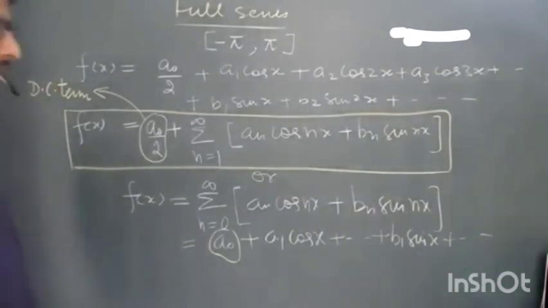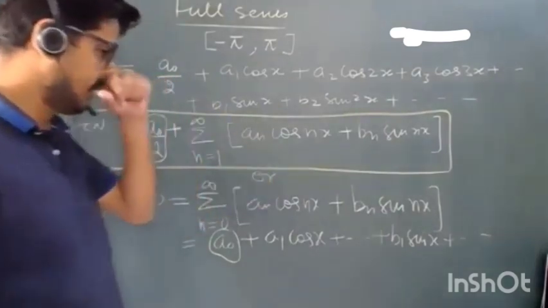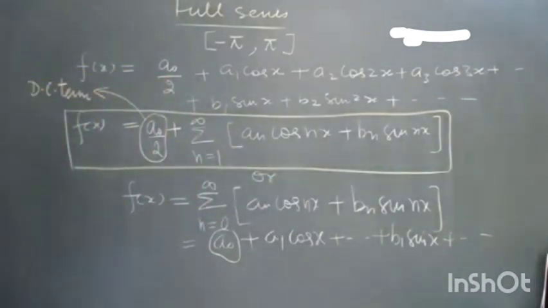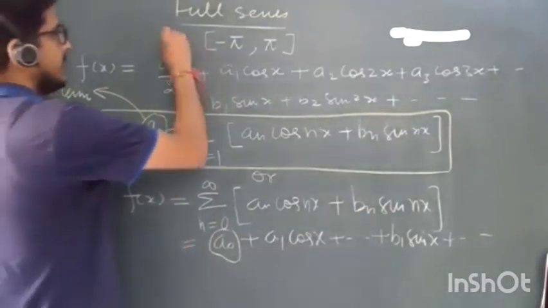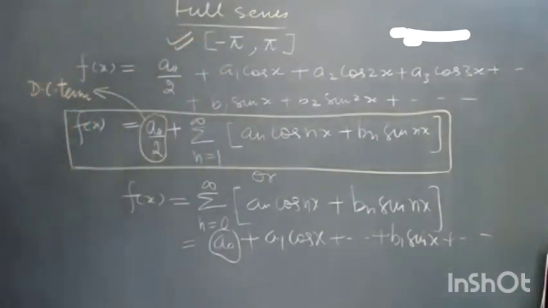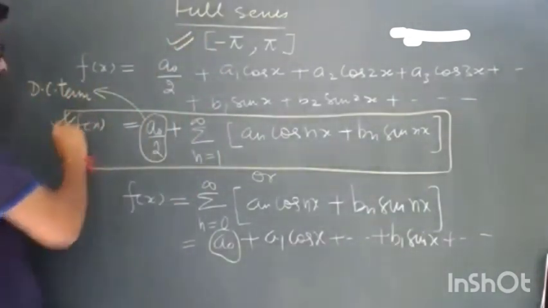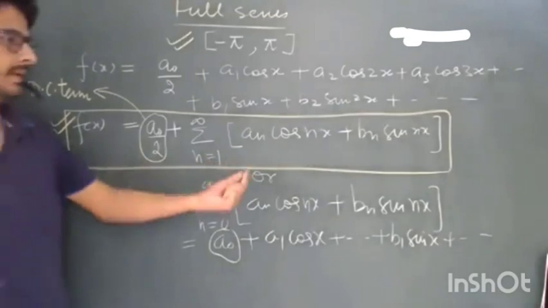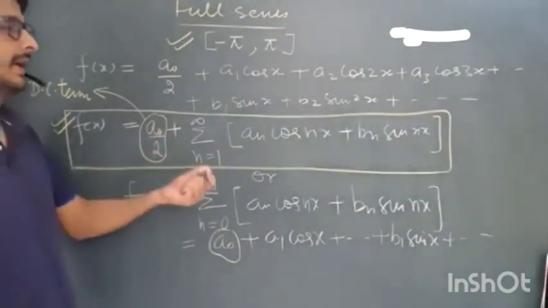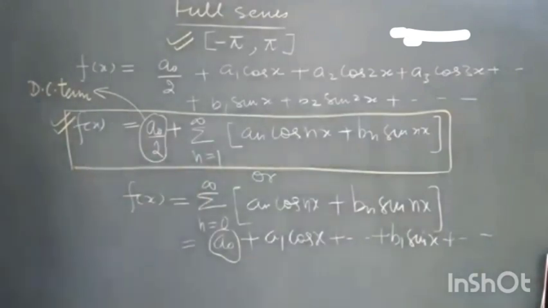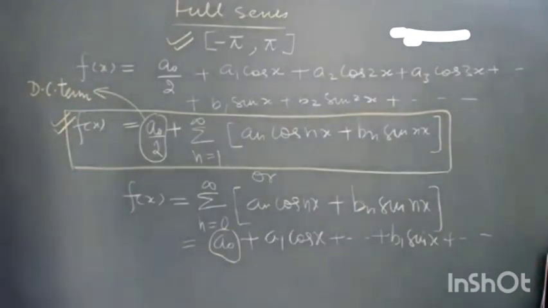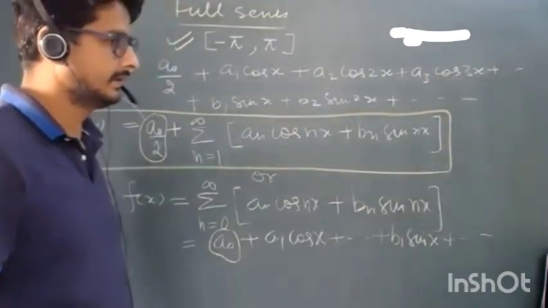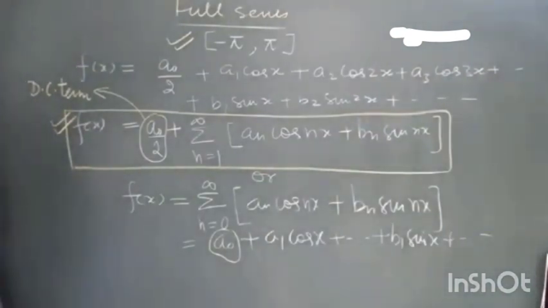Now if we can write the values of a naught, a_n and b_n, then our Fourier series is done. Because a range will be given and a function will be given. So range is given, function is given, we can write Fourier series. We have written. Now what are the unknowns? A naught, a_n and b_n. So if we can calculate a naught, a_n and b_n, then our job is done. So up to this, any confusion? Anybody wants to ask anything? No confusion.